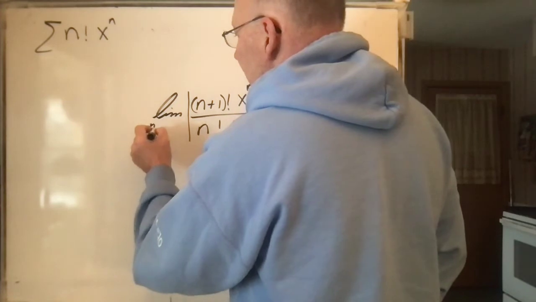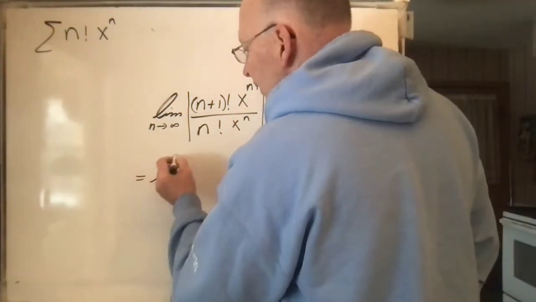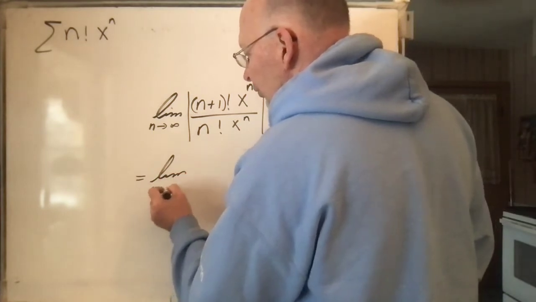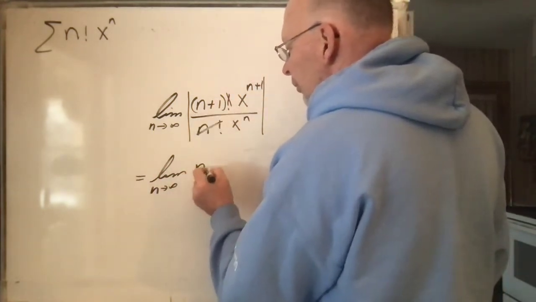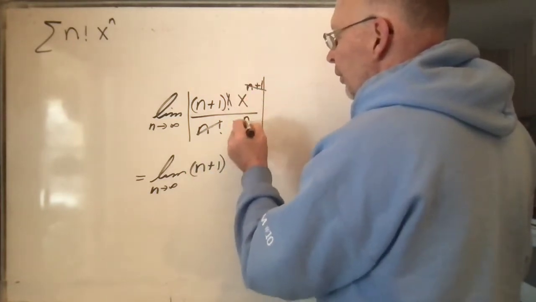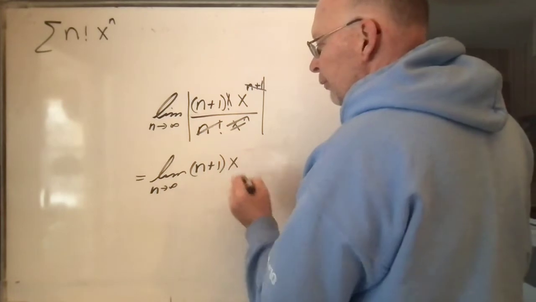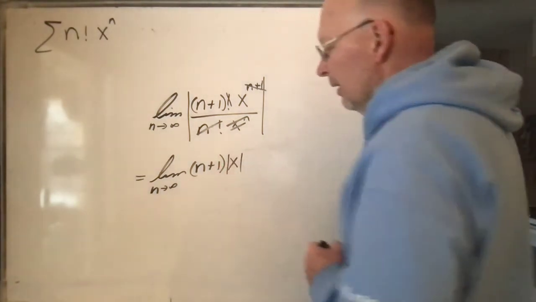So this is going to be the limit as n goes to infinity. And see what happens here. Here's the limit as n goes to infinity. Notice that this cancels with all these, and I'm left with n plus 1 right there. And this is going to cancel with all of these, and you're going to be just left with an x right there.